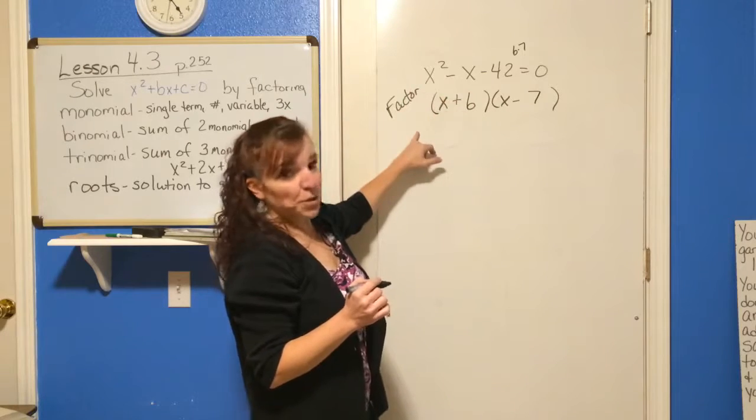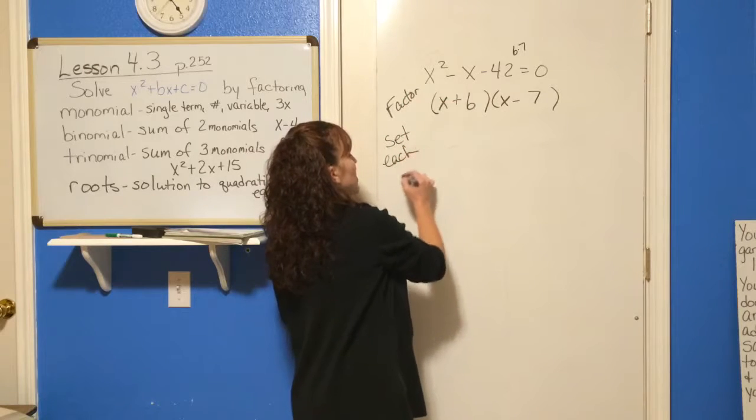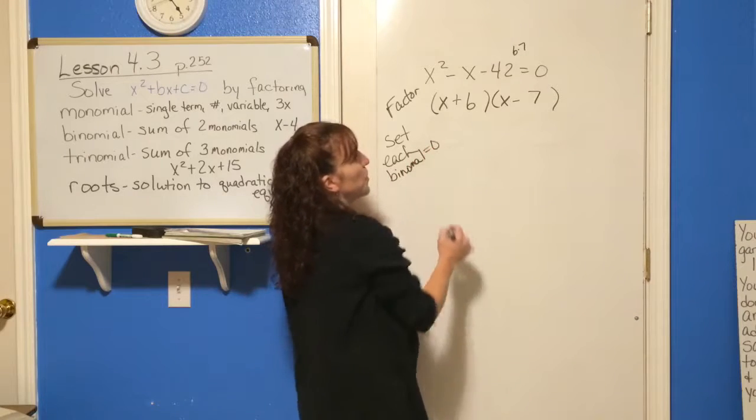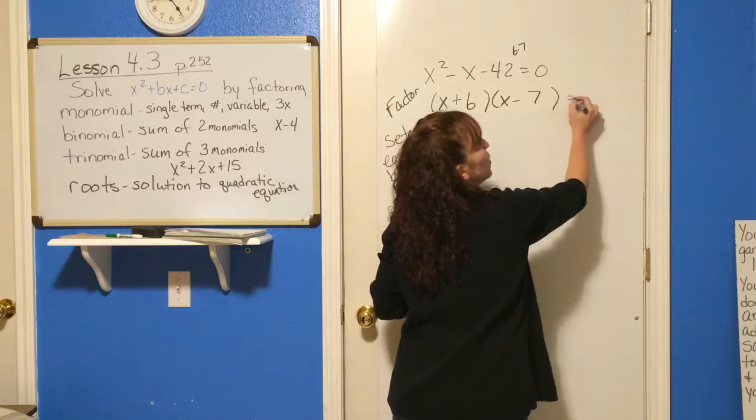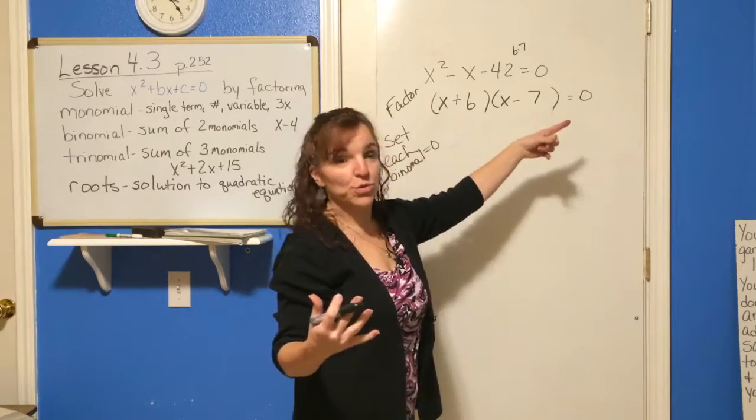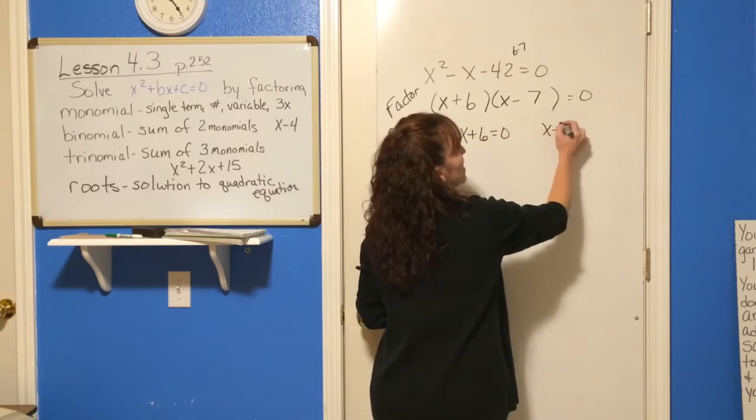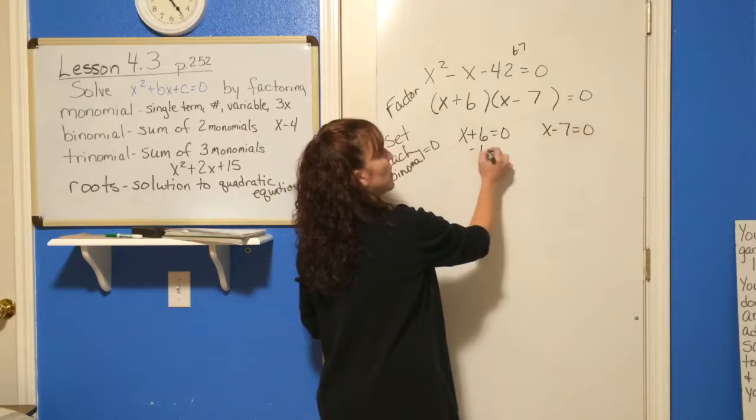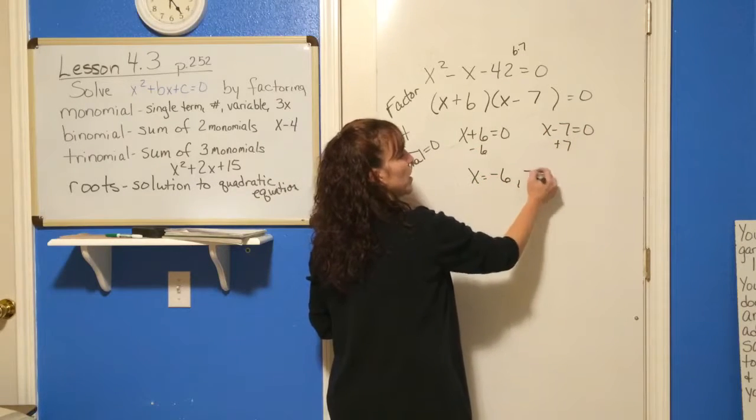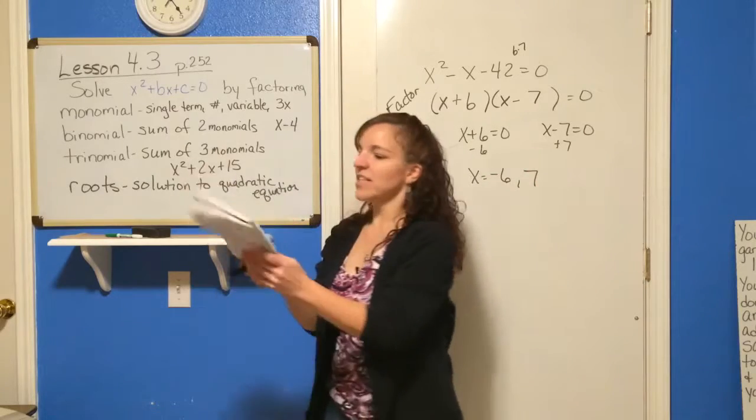After you factor, you're going to set each binomial or each factor equal to 0. Because this times this equals 0, one or the other of them has to equal 0 in order to make that a true statement. So you set x plus 6 equals 0 and x minus 7 equals 0, and then solve. So x is negative 6 or a positive 7. Those are your two answers. That's how you find the roots.